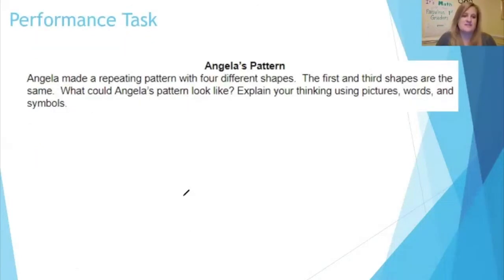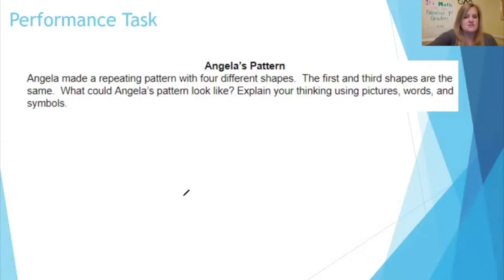Here is your performance task. Angela's pattern. Angela made a repeating pattern with 4 different shapes. The first and third shapes are the same. What could Angela's pattern look like? Explain your thinking using pictures, words, and symbols.